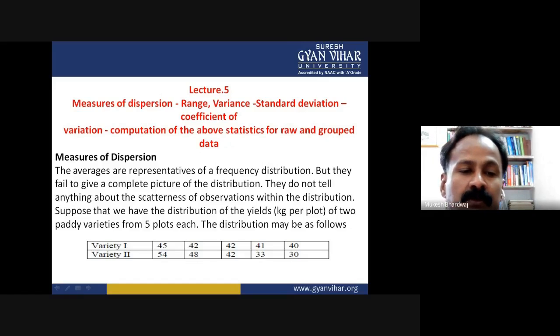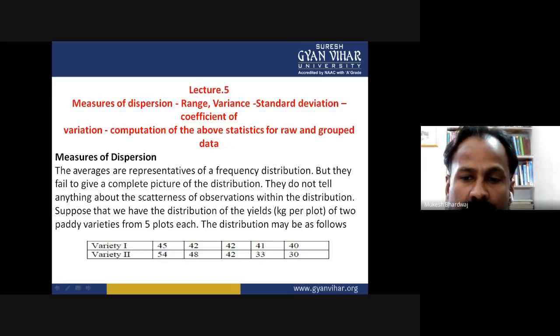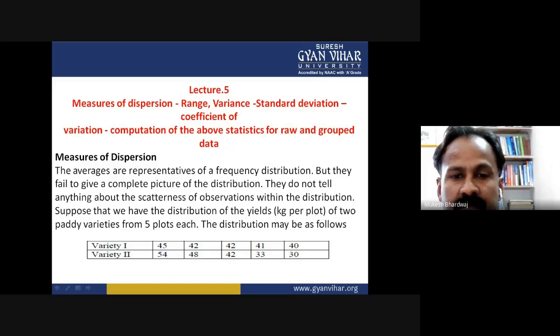Now, to understand dispersion: the averages are representatives of the frequency distribution. We had studied the various averages, but they fail to give a complete picture of the distribution. They do not tell anything about the scatter of the observations within the distribution.